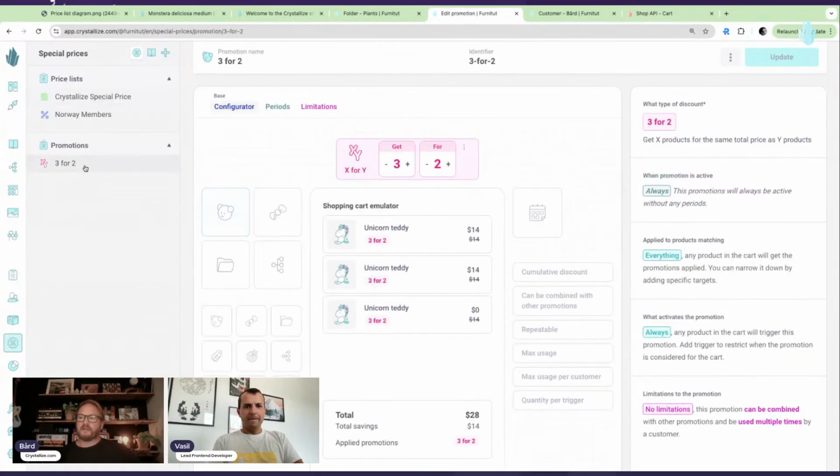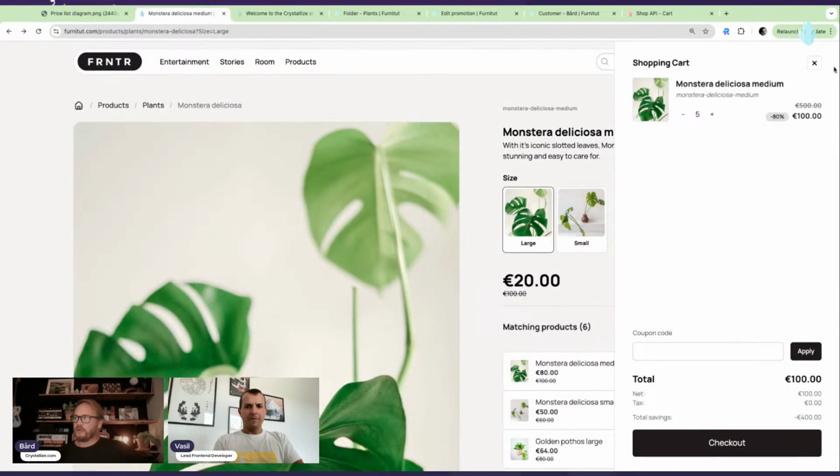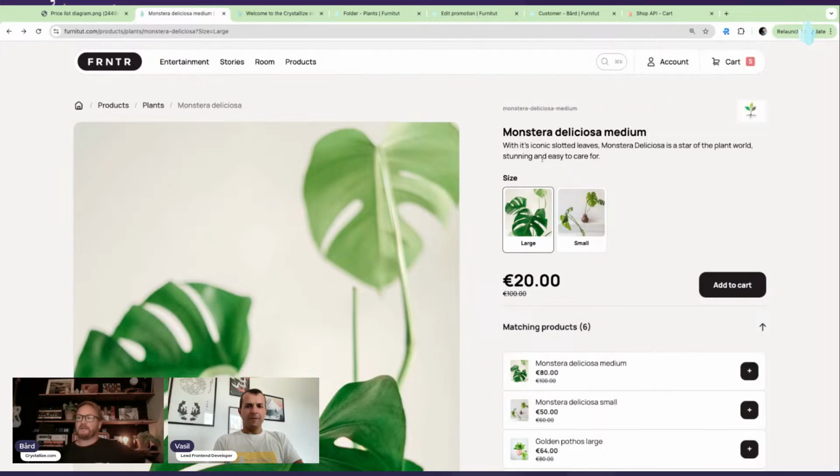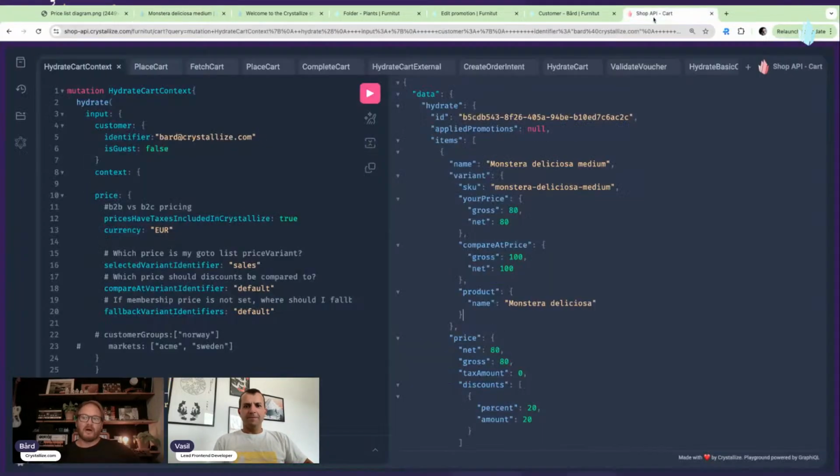And then on top of that, we did a 3-for-2 pricing, which means that for any of the products being added to the cart, you get 1 for free if you add 3 of the same type. Yeah, the same SKU. So this is now available in Crystallize. It's also implemented in the Next.js furniture accelerator. And of course, this is also part of the APIs.